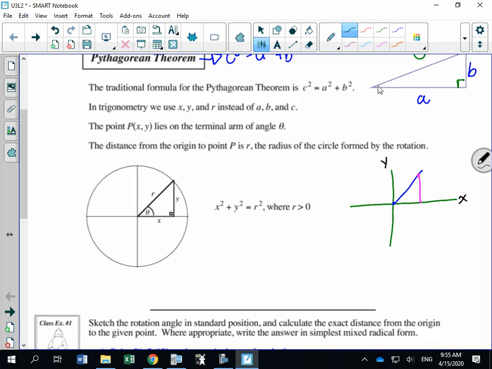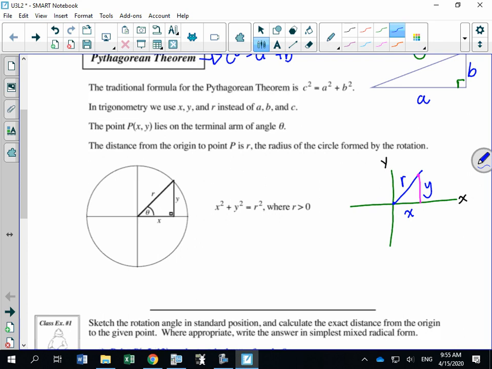Now, instead of this side being length A, we are now going to call that length x, right? So this will be length x. And this distance here, so the length of that arm there, instead of calling it b, it will now be y, right? And this, you guys, instead of calling it c, we are going to call this the radius.